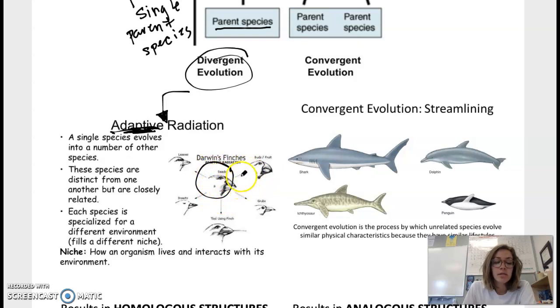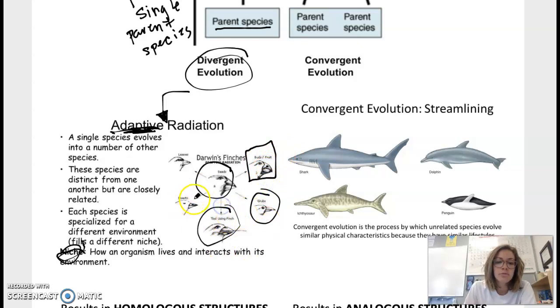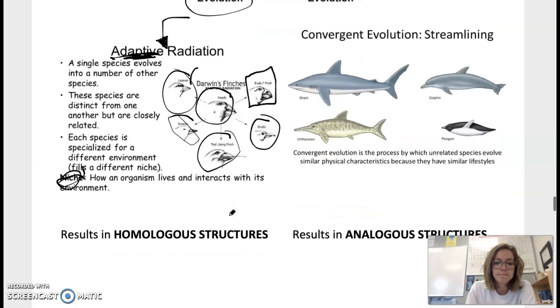But as their environments changed and they went into different niches, right, which we learned about in the ecological sections, they needed different types of beaks to be able to get different food. And so this guy, he was able to eat fruit, and this one could eat grubs, and use a tool and eat insects and leaves. And so they all have beaks that have similar structures, and similar functions, right?